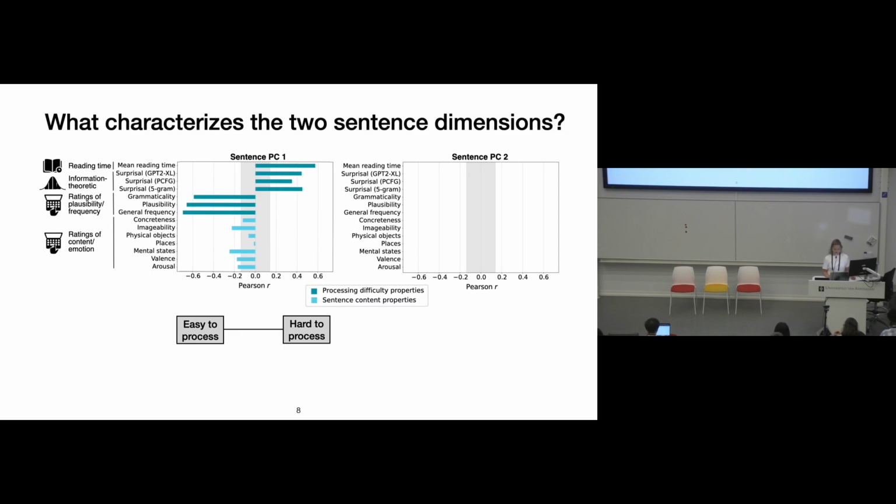Next, let's look at PC2. Here we see that many of the content-based, the light blue bars, actually show the highest correlations.